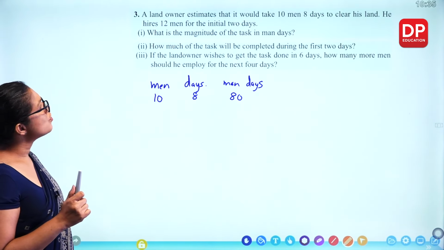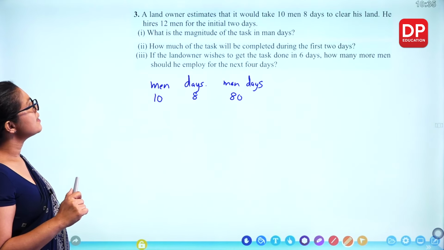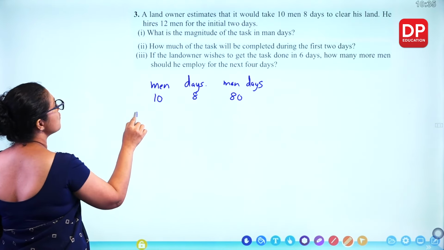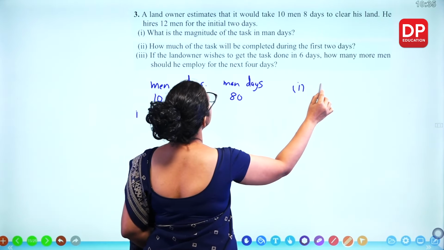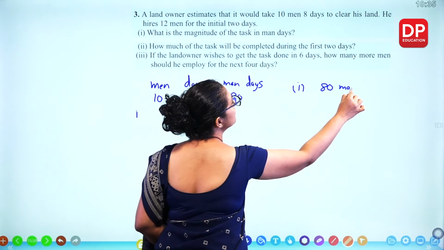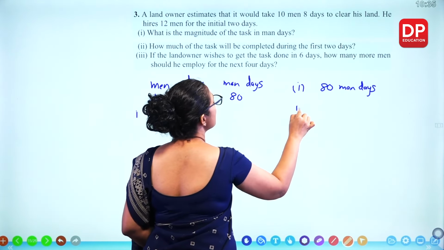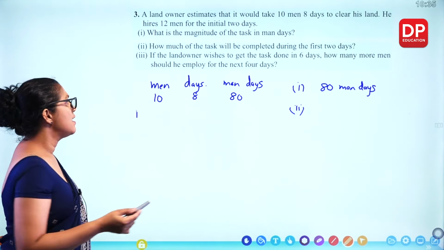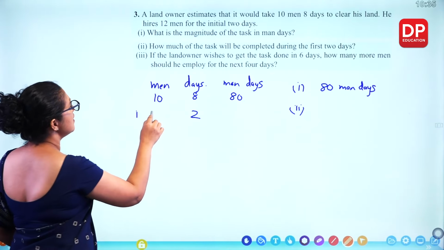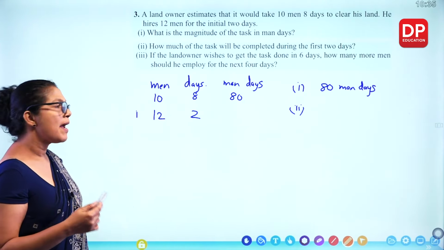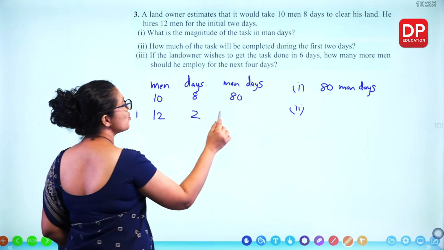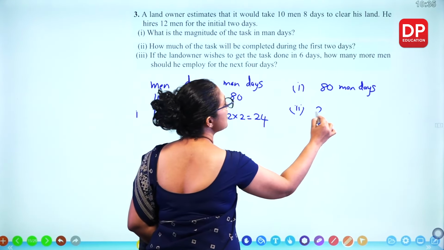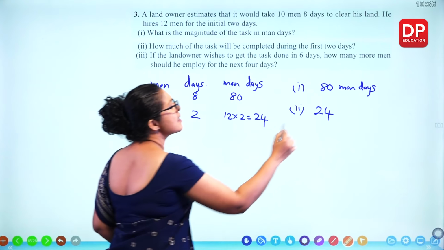So here first 2 days 12 men. What is the magnitude of the task in man days? So that's the first part. So first part, the answer is 80 man days. Second one, how much of the task will be completed during the first 2 days? First 2 days, how many men? 12 men worked. So how many man days completed? 12 times 2. 12 times 2 is 24. So the answer for the second part, 24 man days completed.